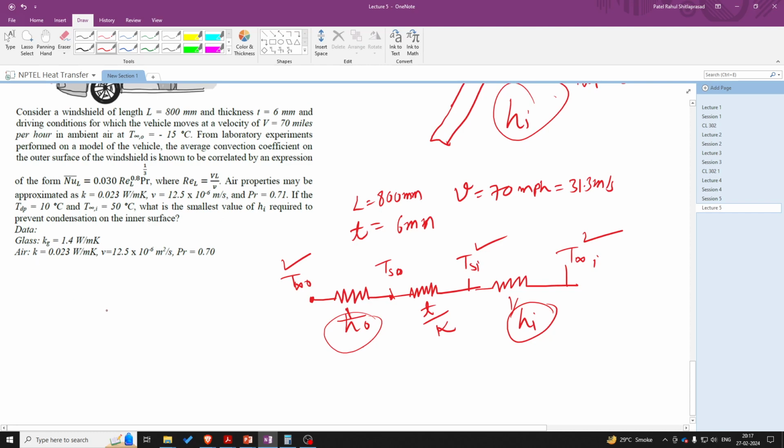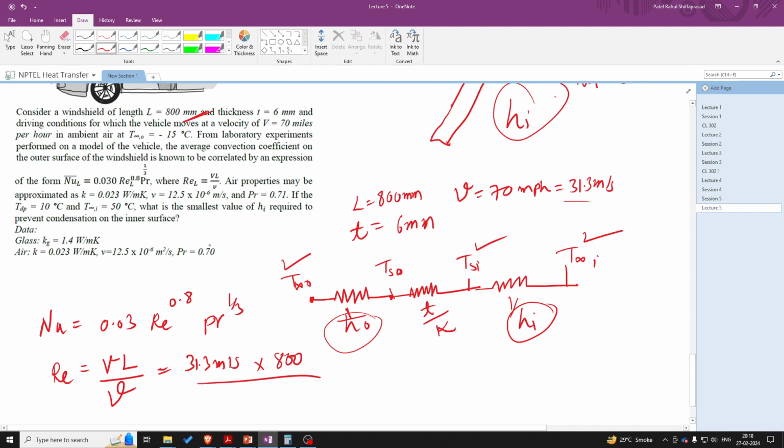So Nusselt's number we can write as Nusselt's number is equal to 0.03, Reynolds number raised to 0.8, Prandtl number raised to 1/3. So first let's just calculate the Reynolds number. So Reynolds number is V L upon kinematic viscosity nu. The velocity is given as 70 miles per hour, that is basically 31.3 meter per second. The length of the windshield is 800 mm.